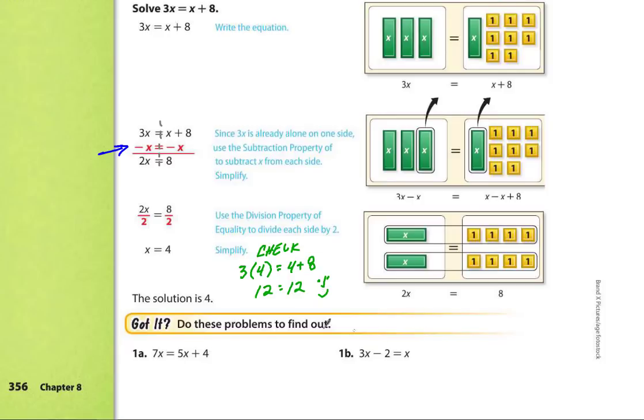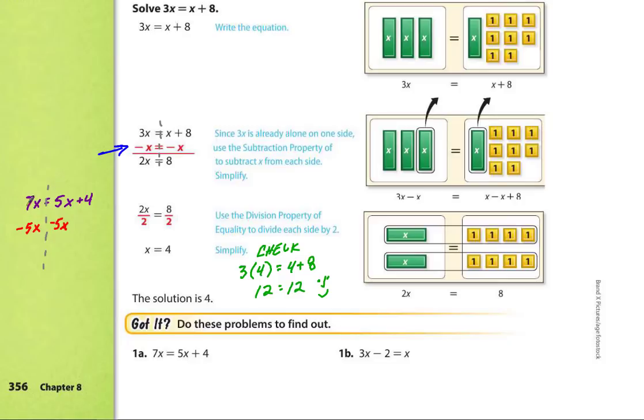All right, so there are a couple of got it problems for you. Would you go ahead, work those two got it problems out, and then restart the video? So let's do the first one. 7x is equal to 5x plus 4. So here is the reflection line, a reminder line. Do the same thing on both sides, whatever you do. Step one, eliminate the smaller number of x's. Get rid of the x's on the side that has the fewest x's.